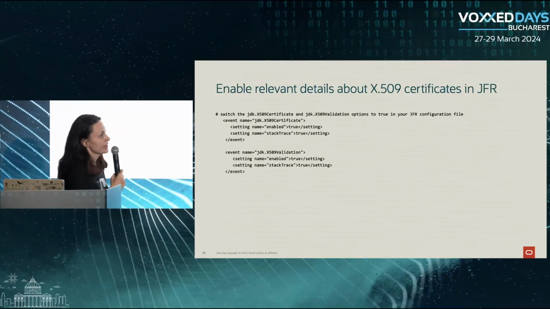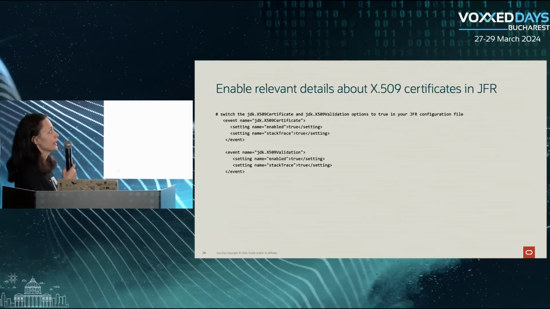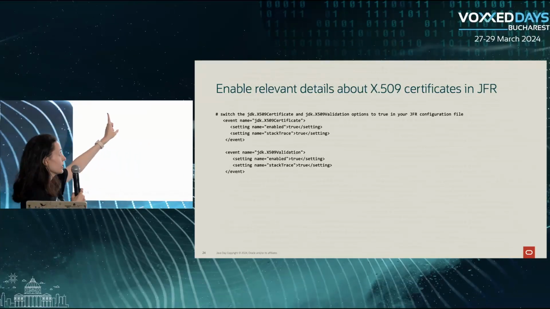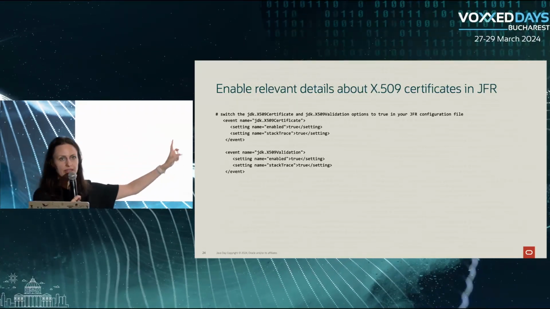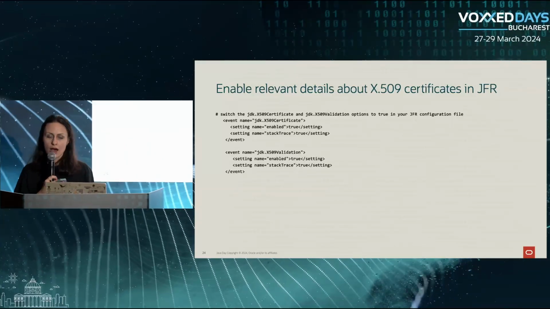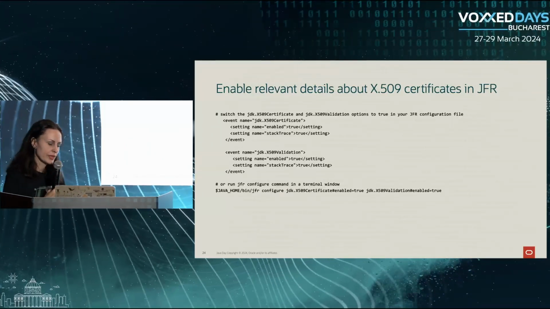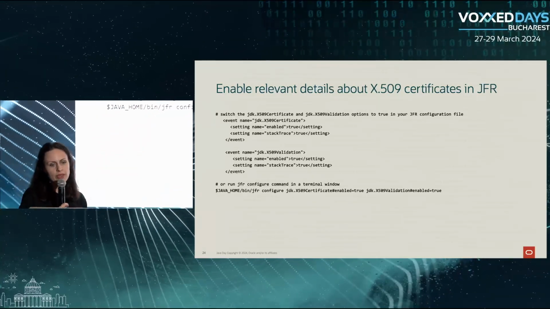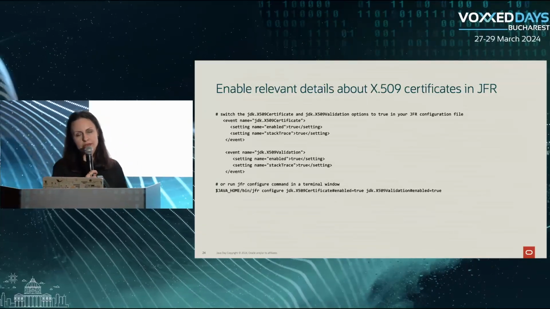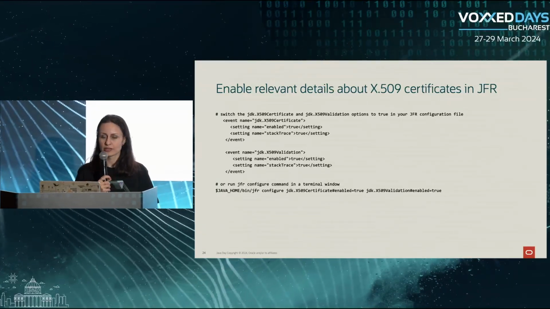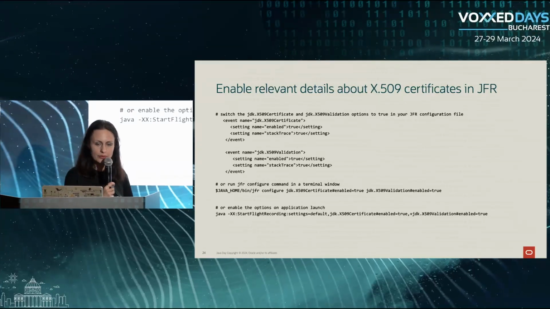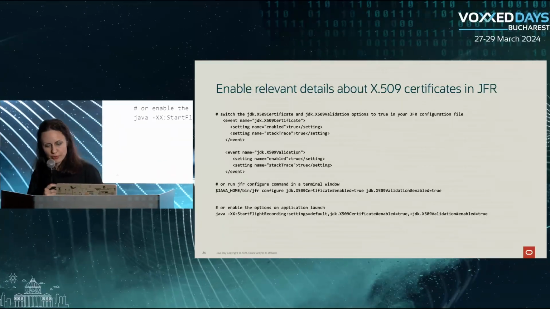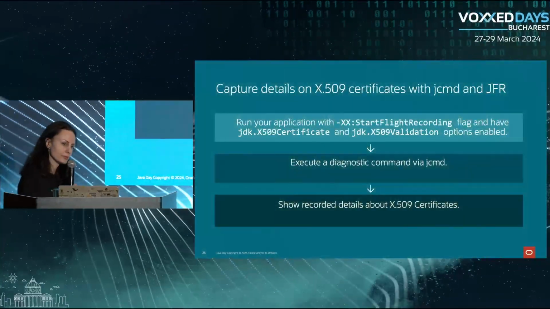But with JFR, I can enable those 2 related events. One about the certificate details, the X509 certificate, and the second one about X509 validation, so when the validation of the certificates is happening in the application. So we can go directly and modify the JFR settings file, or, more simply, we can use JFR configure as a command. Or we can enable those options with the Java launcher. So there are multiple ways, once again, to enable these.